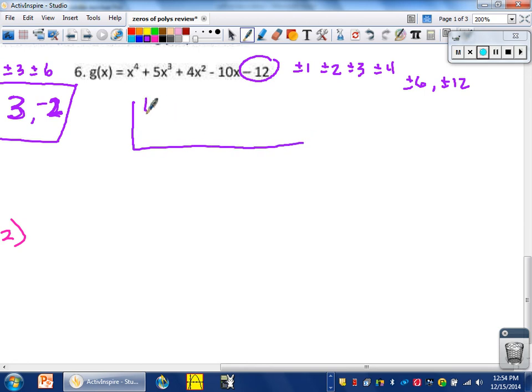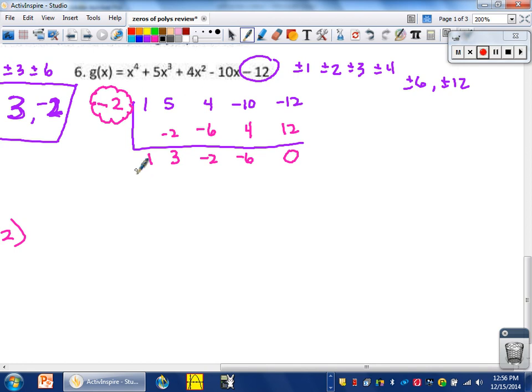Okay, synthetic division: 1, 5, 4, minus 10, minus 12. Okay, try some. Okay, so we find one at negative 2. Minus 2, this is a positive 3. This is minus 6. Minus 2, this is a positive 4. Positive 12, 0. Okay, so negative 2 is going to be one of our roots.